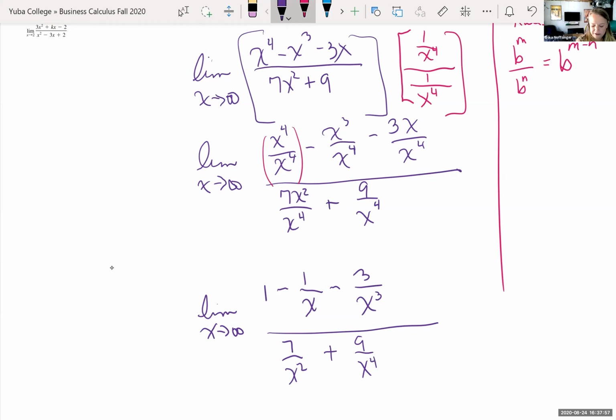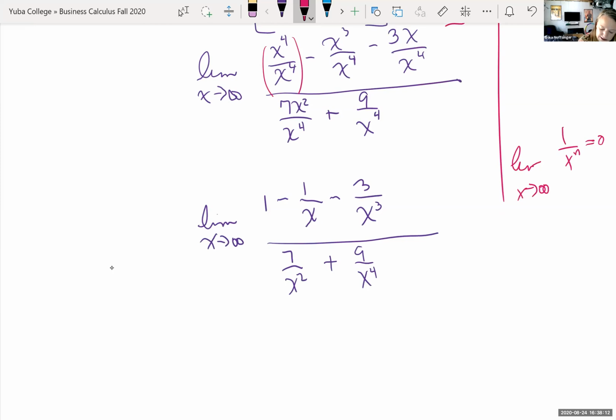So we're going to use the fact that if you have the limit as x approaches infinity of 1 over x to the n, this goes to 0. So notice as we put in infinity wherever we saw an x, this piece would go to 0. This piece would go to 0. Uh-oh. I think we're going to have a problem. This value is going to go to 0. This value is going to go to 0. So 1 over 0, though, that's undefined.